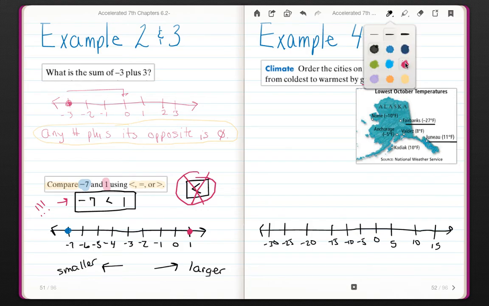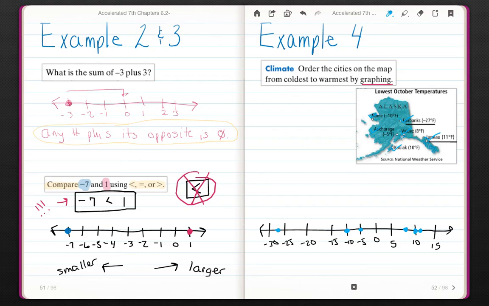So let's see. Let's pick a bright color here. We have Nome at -10 degrees. So let's check off Nome at -10 degrees. Here we go. We have Anchorage at -5 degrees. Fairbanks, -27 degrees. So -27 will be in between -25 and -30. So we're going to put Fairbanks right in there. Valdez at 8 degrees. So that's going to go in between 5 and 10. Juneau's at 11 degrees. It'll go right after the 10. And Kodiak at a nice balmy 10 degrees.